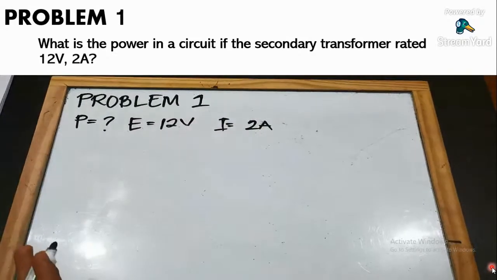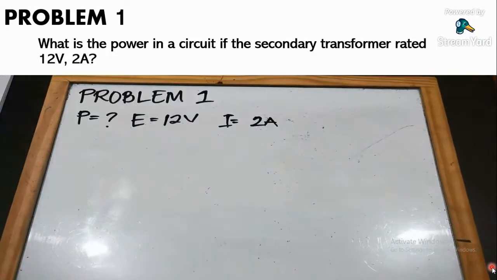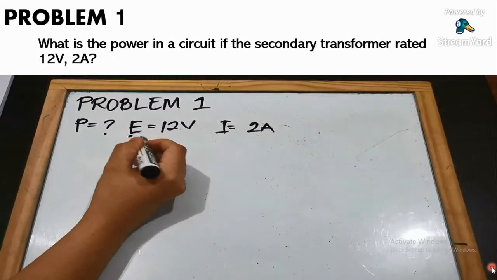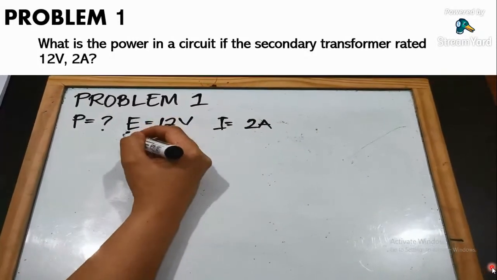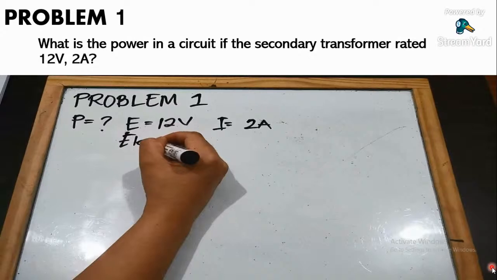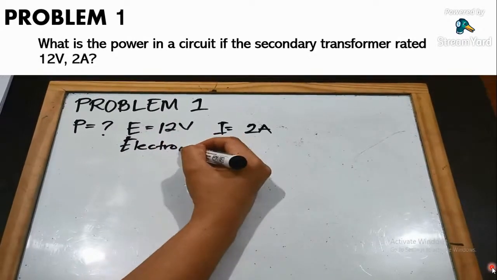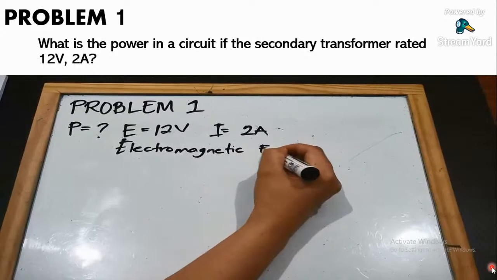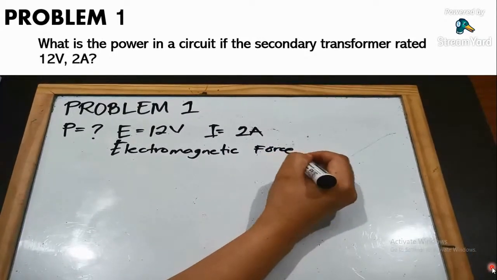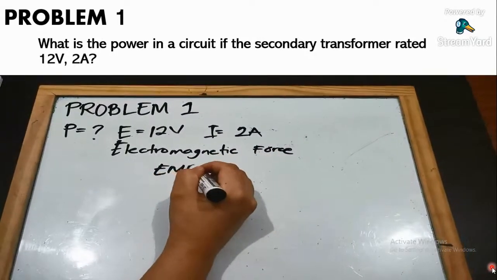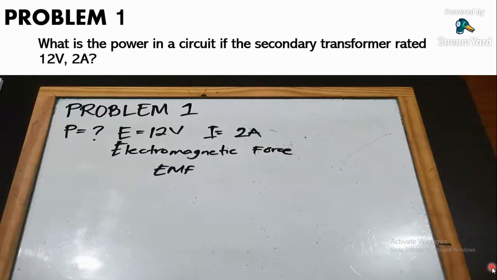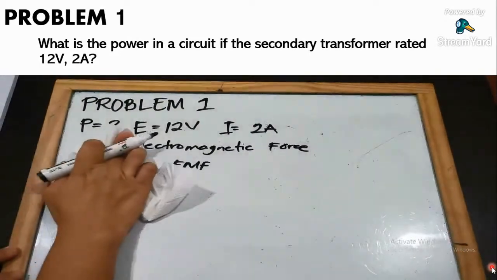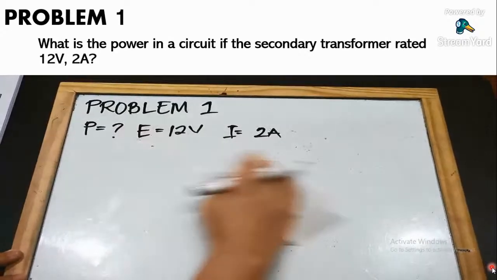Okay. Now, anong napapansin? Di ba kanina sa ating Ohm's law, ang ginamit natin sa voltage is letter V. Dito naman E, kasi ang ibig sabihin ng E is electromagnetic force or EMF. Okay? So, voltage pa din yan. Naiba lang yung symbol na ginamit. Okay? So, delete ko na yan. Now, you have the given.